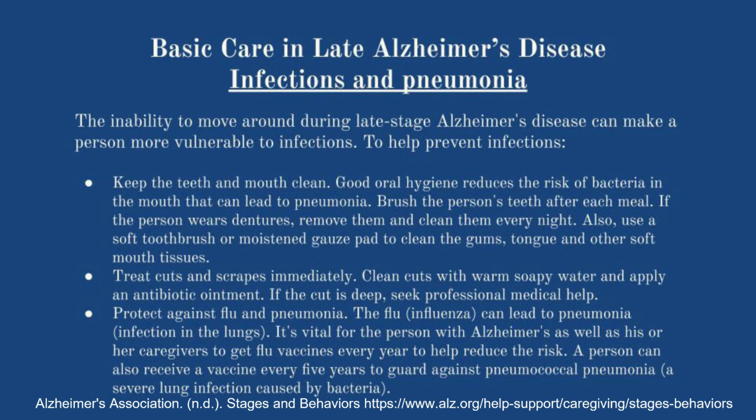Protect against flu and pneumonia. And now we know, against COVID-19. The flu can lead to pneumonia, which is an infection of the lungs, and it's vital for the person with Alzheimer's as well as his or her caregivers to get flu vaccines every year to help reduce the risk. A person can also receive a vaccine every 5 years to guard against pneumococcal pneumonia, which is a severe lung infection caused by bacteria. And of course, with coronavirus, right now we do not have a vaccine, but hopefully it will be available in the future.